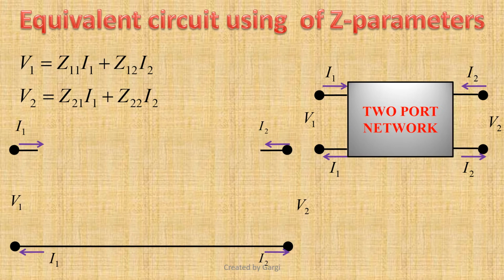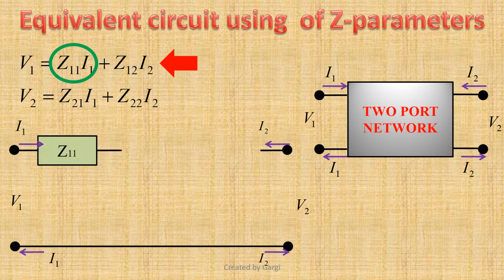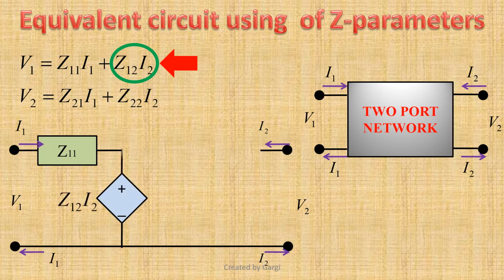If we examine the first equation, we see it contains two parts. The first part, Z11 I1, can easily be implemented by connecting an impedance Z11 at the input port. The second part, Z12 I2, is nothing but a dependent voltage source controlled by the output port current I2. So let us draw a dependent voltage source Z12 I2.